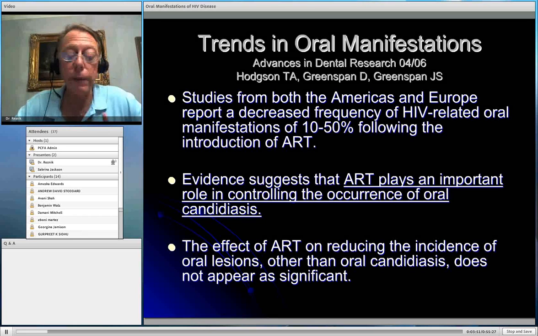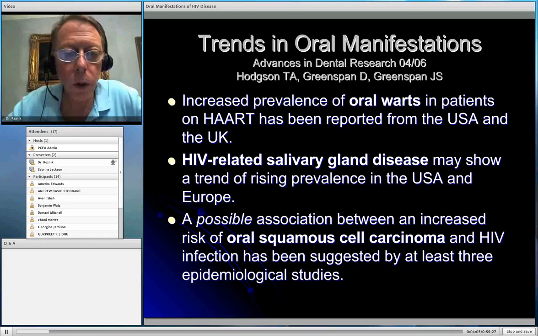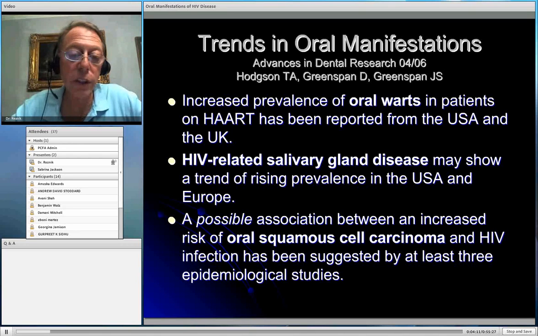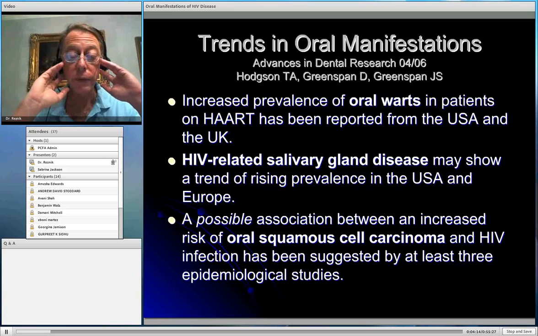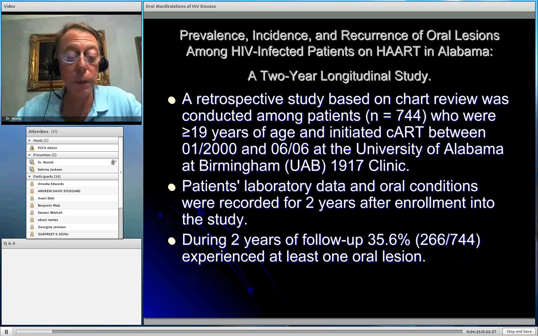We're not exactly sure on the impact of antiretroviral therapy on certain other lesions. Some, such as aphthous ulcers, are very common in the general population, and we do see aphthous ulcers in people living with HIV disease. There has been an increased prevalence of oral warts since HAART, that was highly active antiretroviral therapy, from both the US and the UK. We've seen an increased incidence of HIV-related salivary gland disease. You might see people that have what looks like puffy parotid glands, and that's in the US and in Europe. There's a possible, but not proven, association between an increased risk of oral squamous cell carcinoma and HIV disease as well.